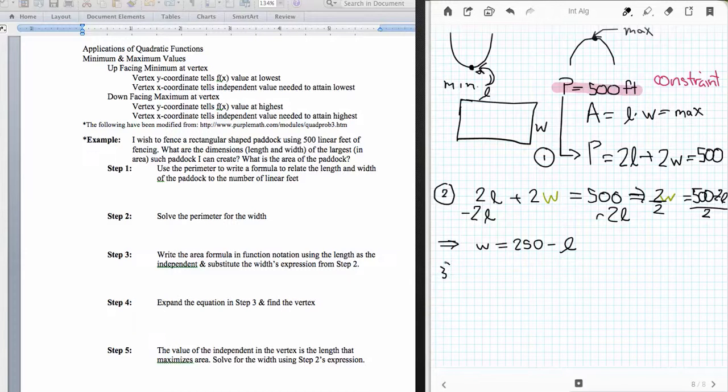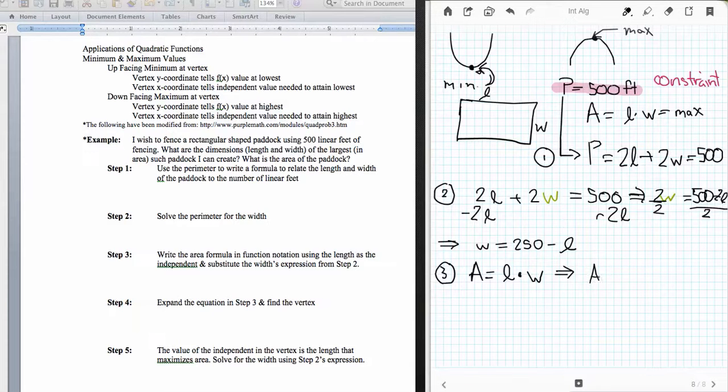Now I'm going to take this expression for the width and substitute it into the area formula. So I know that area is equal to the length times the width. So I'm going to form an equation only in length here.